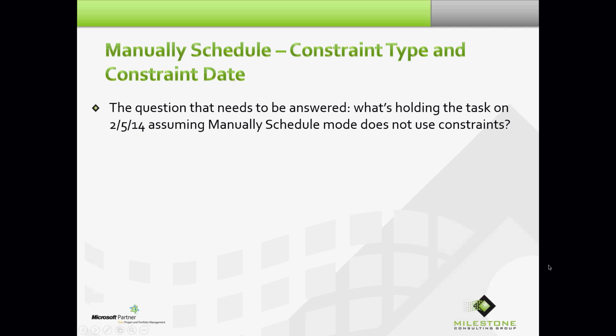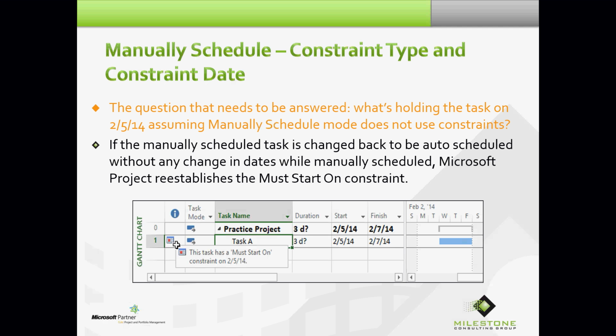The question that needs to be answered, what's holding the task on 2/5/14, assuming manually scheduled mode does not use constraints? Well, we know what's holding it there. If the manually scheduled task is changed back to be auto-scheduled without any change in dates, while manually scheduled, Project reestablishes the must start on constraint.